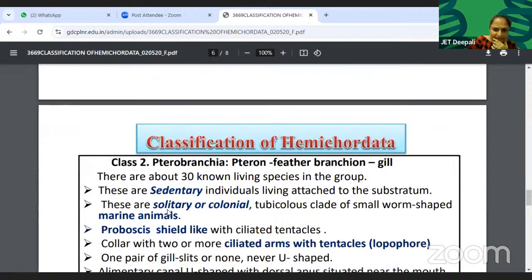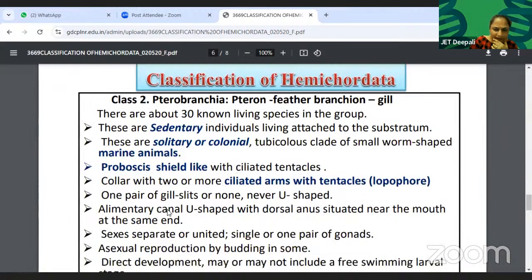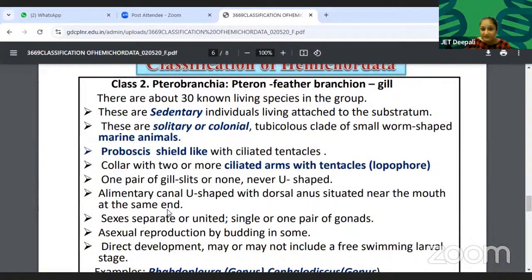Coming to the next class, known as Pterobranchia. Ptero means feather, branchion means gill. There are about 30 known living species, meaning this class has 30 known species. These are sedentary, attached to the stalk. They have a stalk and are attached to the substrate. These are solitary or colonial. Either they love to be in a colony or they love to be alone.